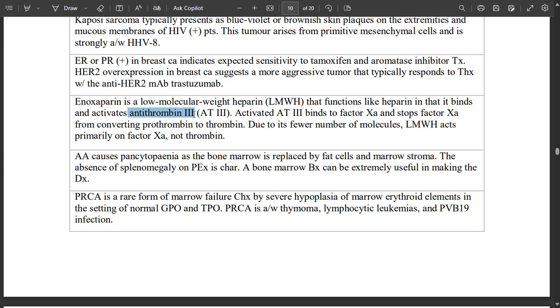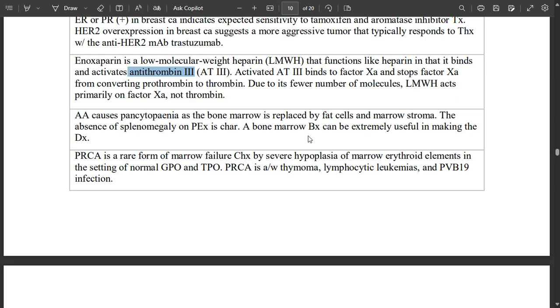Antithrombin 3 binds to factor 10A and stops factor 10A from converting prothrombin to thrombin. So enoxaparin is similar to heparin. Heparin binds to antithrombin 3. Antithrombin 3 forms a complex with factor 10A, and therefore factor 10A can no longer convert prothrombin to thrombin, and due to their fewer number of molecules, low molecular weight heparins act primarily on factor 10A, not thrombin. So low molecular weight heparins act directly on factor 10A and not on thrombin.